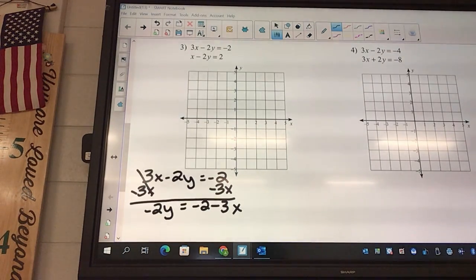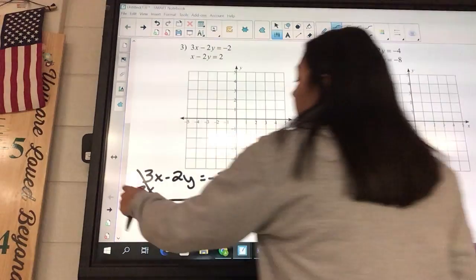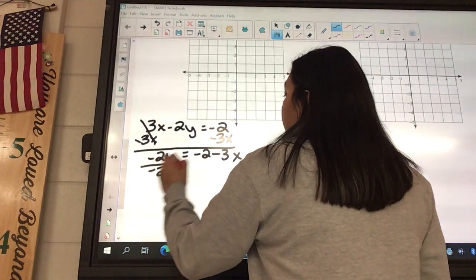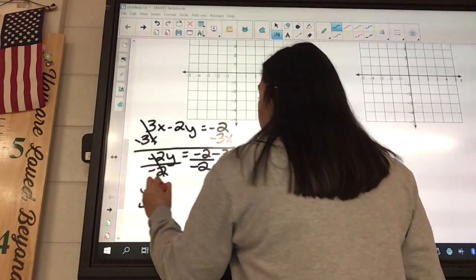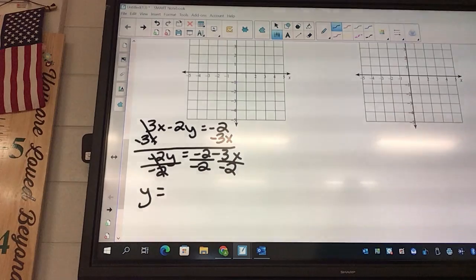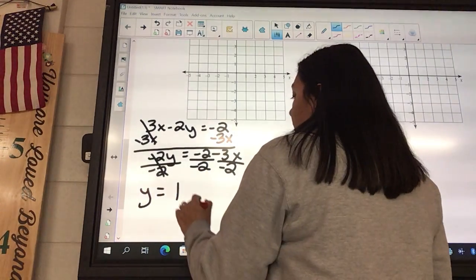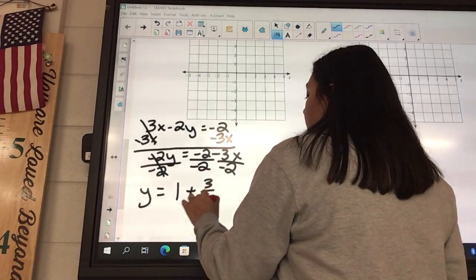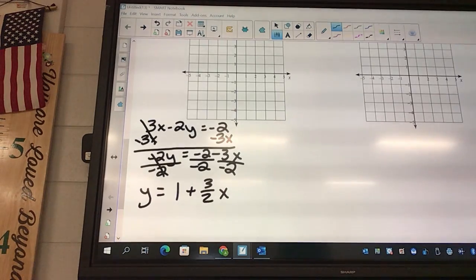Okay, and then what's our next step? Divide by whatever number's by the y. In this case, it's a -2. So we're going to divide by -2, each piece. So we get y equals, what is -2 over -2? 1. -3 over -2, it's going to be +3/2x. So our first line is ready to be graphed.